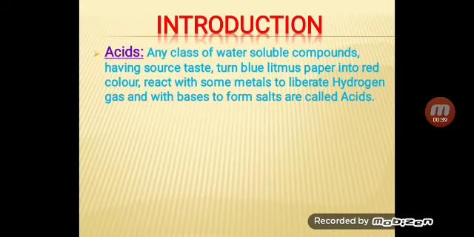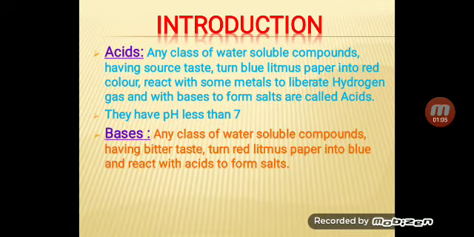Acids are water soluble compounds having a sour taste, turn blue litmus paper into red color, react with some metals to liberate hydrogen gas, or react with bases to form salt. Generally, acids have a pH value less than 7, while bases are water soluble compounds having a bitter taste, turn red litmus paper into blue color and react with acids to form salts. And the pH value of bases is generally above 7.